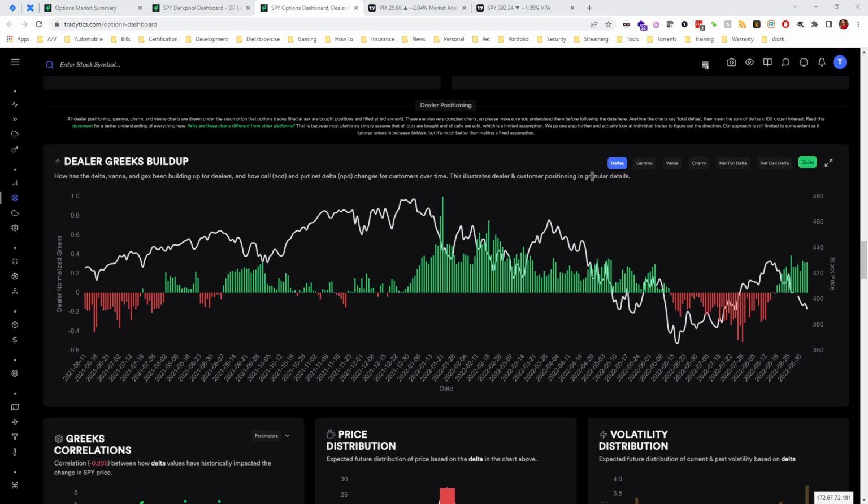Today I want to talk about how we can use the dealer positioning dashboard on TradingView to make future predictions regarding how price will likely move based on the past performance when Greeks are positioned a certain way.